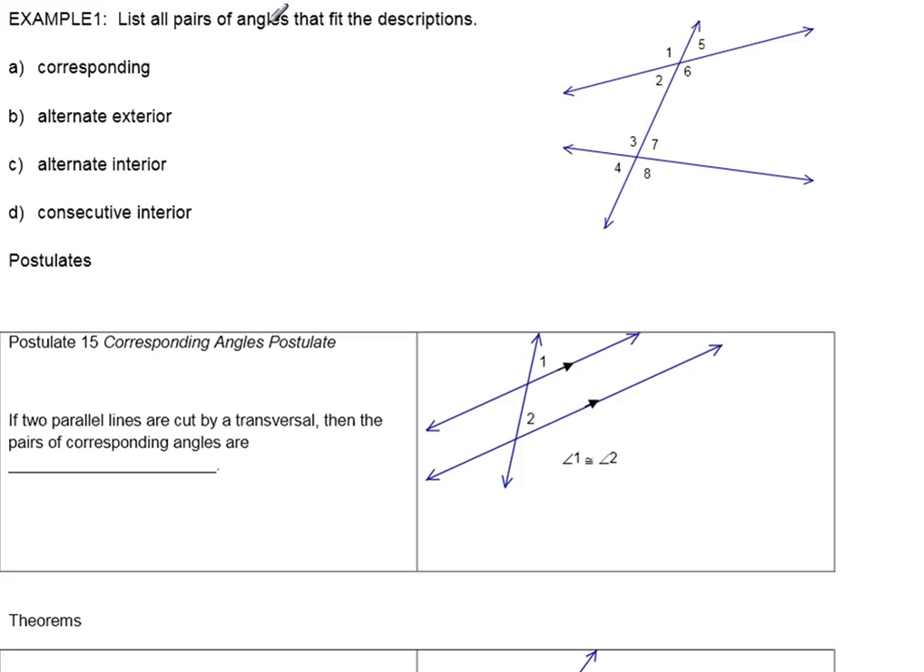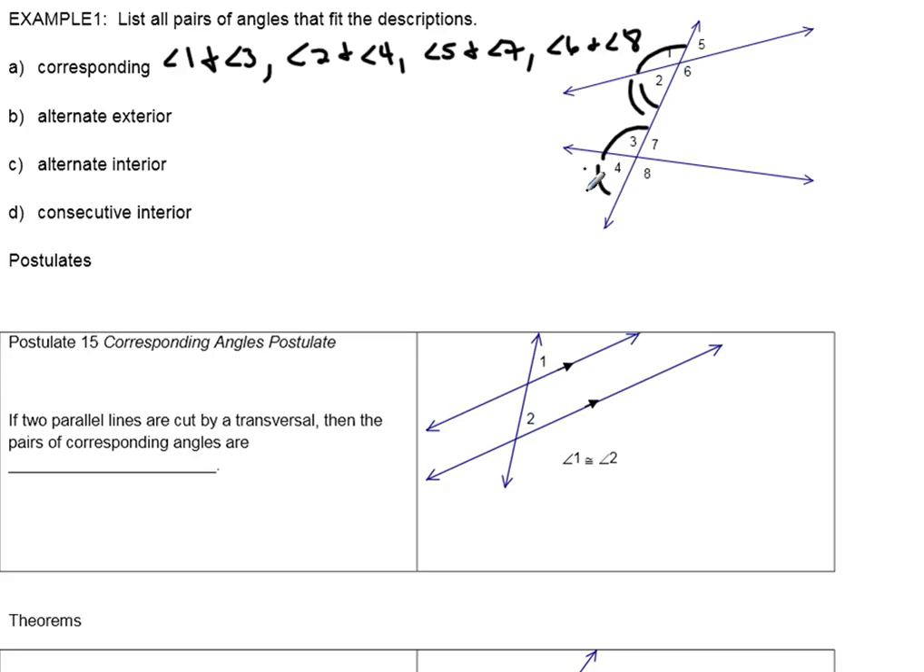Okay, so go ahead and take a second and list all the pairs of angles that fit the descriptions. Find your corresponding angles in this picture here. Pause the video. You should have gotten 1, top left corner, go one line below, 3, top left corner. 2 and 4, 2, bottom left corner, one line below, 4, bottom left corner. 5, top right corner, 7, top right corner, and 6, bottom right corner, with 8, bottom right corner.